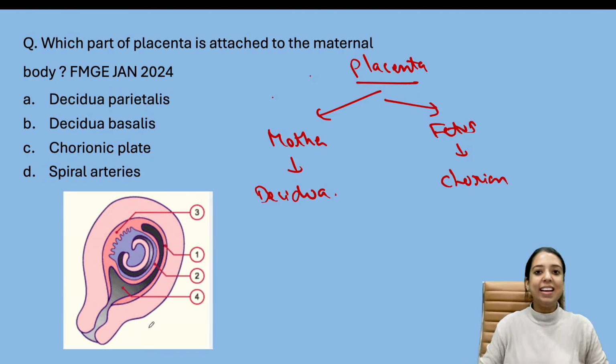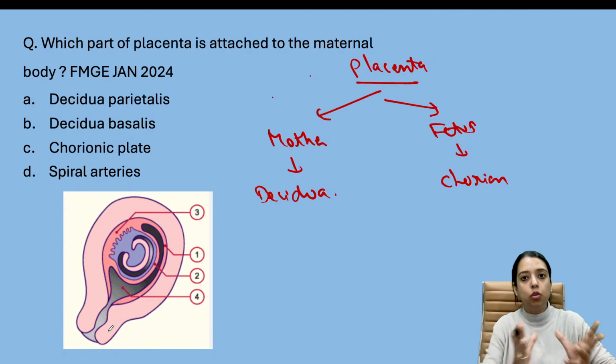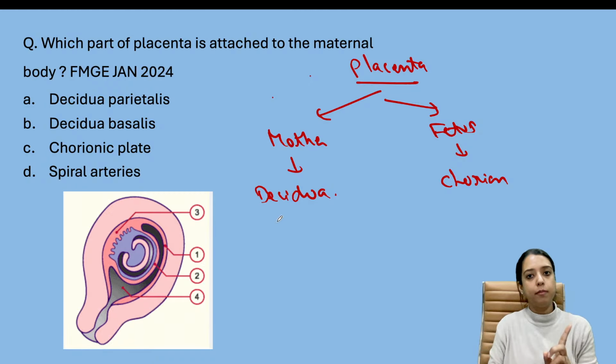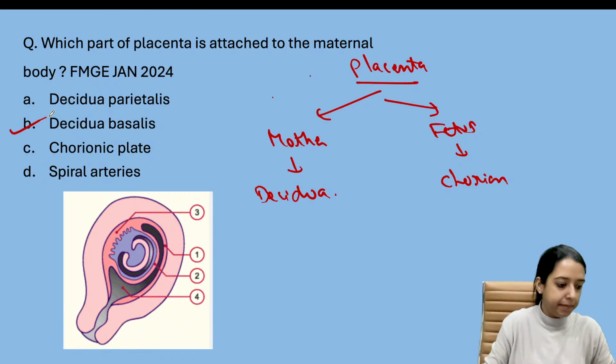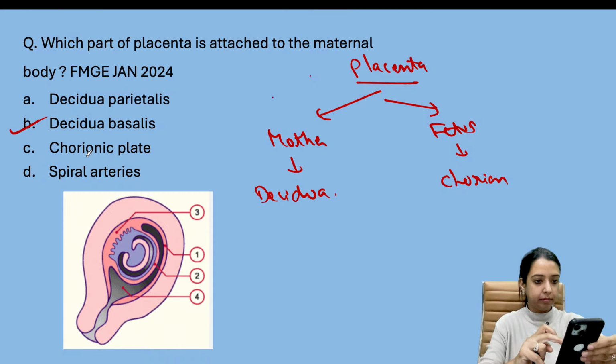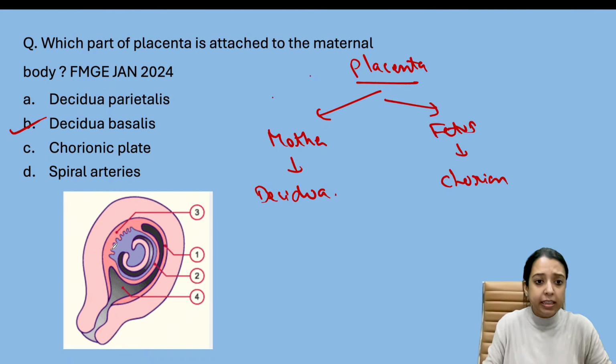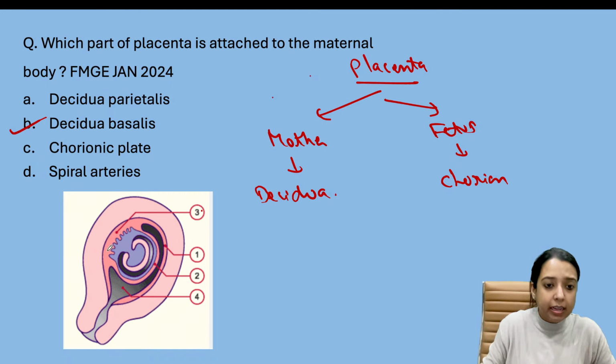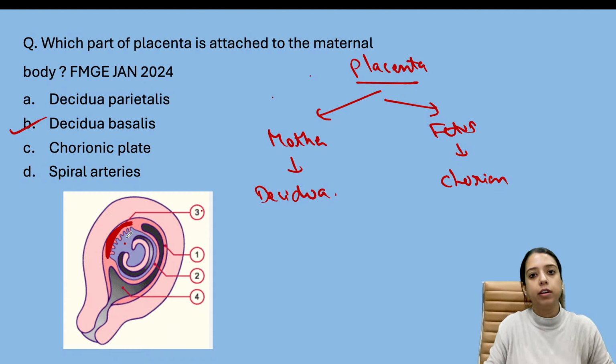Now decidua is basically that endometrium that grows into placenta. But exactly which part of decidua forms placenta? It is decidua basalis. This is decidua basalis, number 3, the one lying at the base. This one is decidua basalis, which corresponds to this purple layer. This purple layer is chorion. So decidua basalis and chorion together form the placenta.